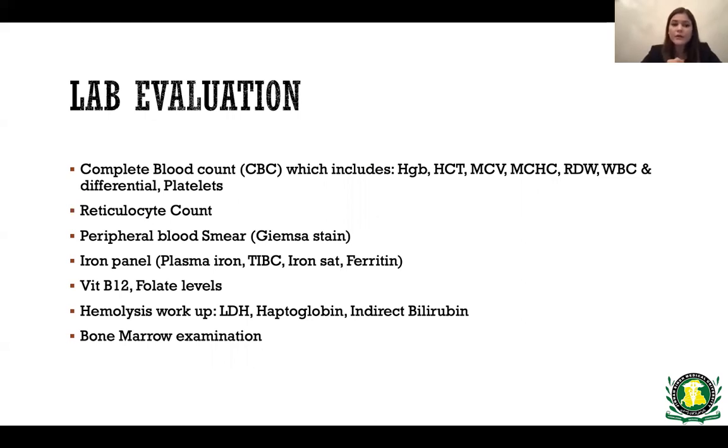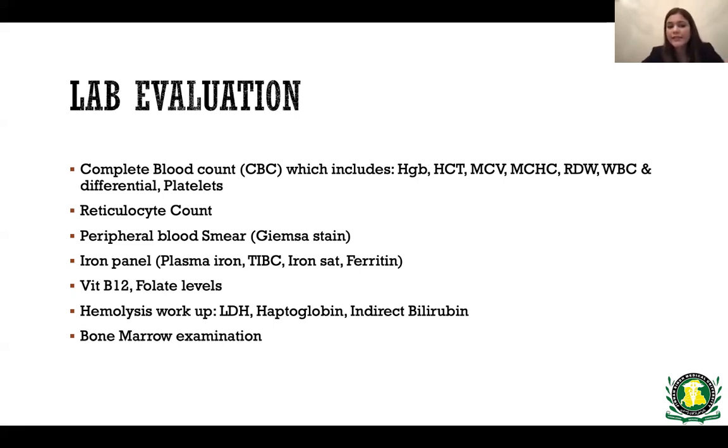Iron panel, which includes your plasma iron levels, your TIBC, total iron binding capacity, iron saturation, and ferritin levels. B12 and folate levels, and for the hemolysis workup, LDH, haptoglobin, indirect bilirubin, and then further invasive testing with bone marrow examination. So in the lab evaluation, even though this is basic baseline lab testing that we generally do, you don't always have to order everything at the get-go, right? Your history and physical really tells you what could be causing this. And that's when you continue to send more and more workup.